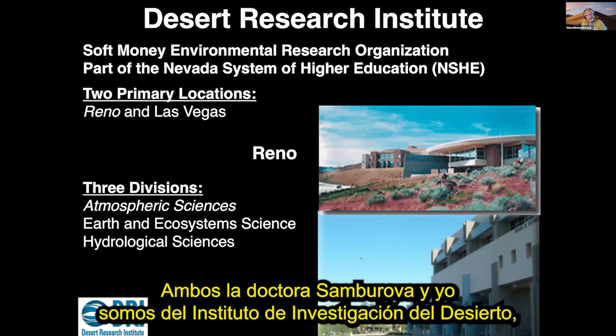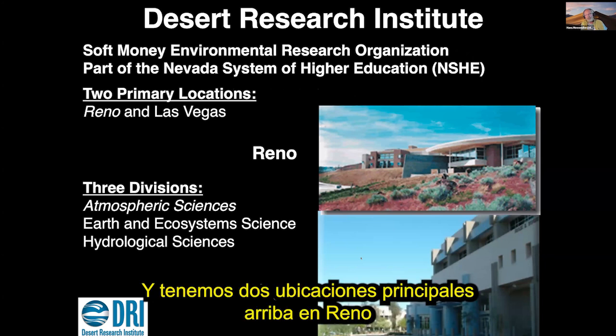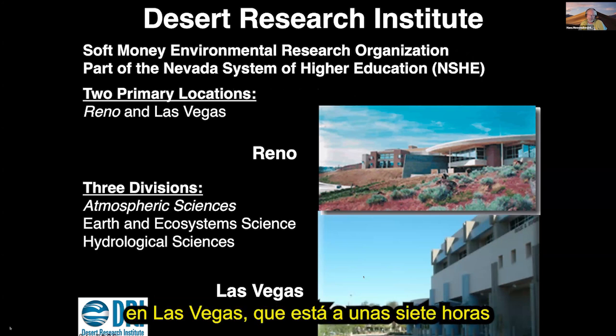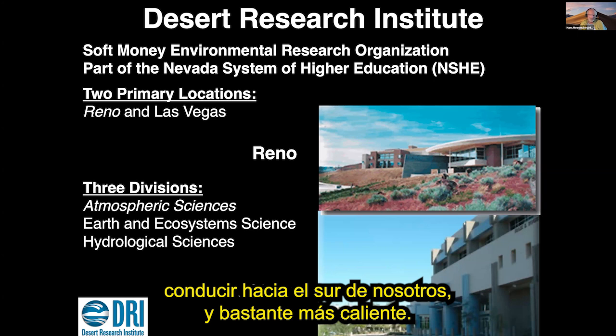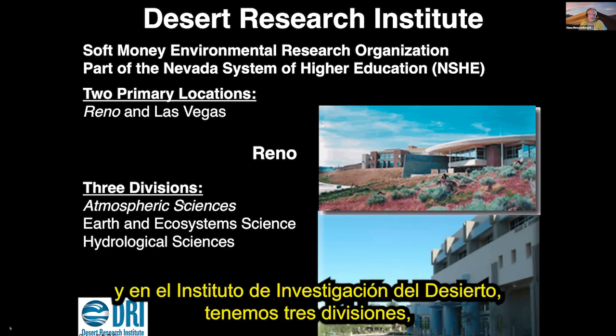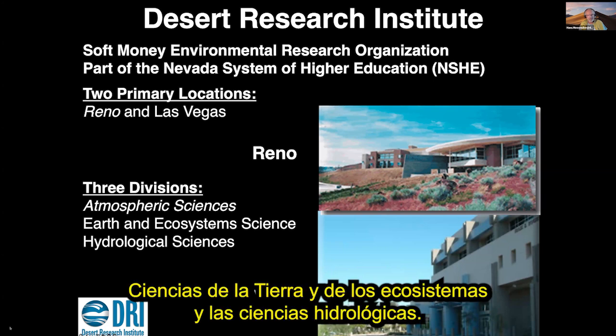Both Dr. Sambarava and I are from the Desert Research Institute, which is a part of the Nevada system of higher education, the university system here. We have two primary locations: up in Reno, here in the top image, and in Las Vegas, which is about a 7-hour drive to the south of us and quite a bit hotter. We are here more next to the mountains. Within the Desert Research Institute, we have 3 divisions: atmospheric sciences, where Vera and I are located, earth and ecosystem sciences, and hydrological sciences.